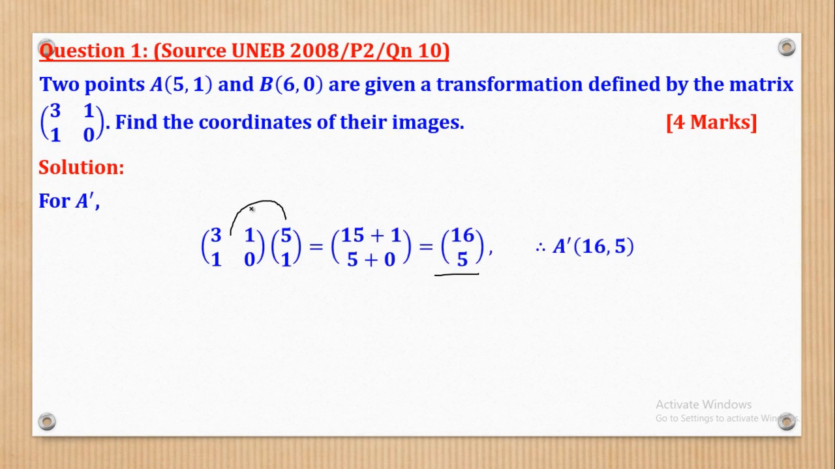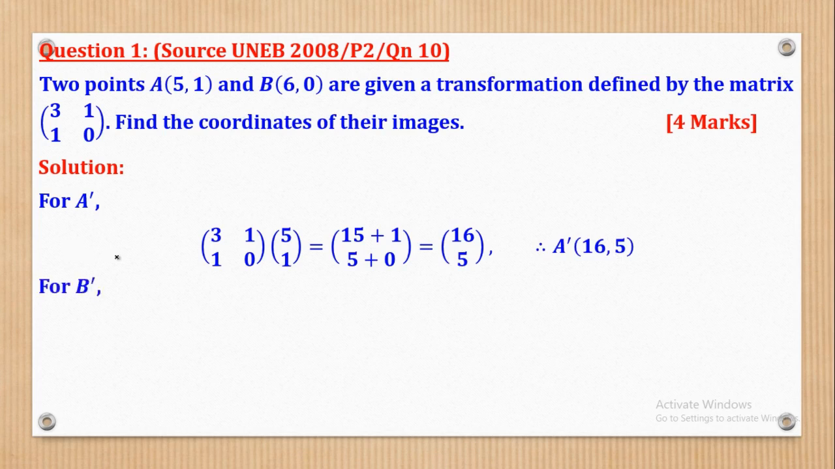So when I multiply, remember you multiply row by column. So this row by column, meaning that 3 times 5 gives you 15, and 1 times 1 gives you 1. Then here also row by column, 1 times 5 gives you 5, and 0 times 1 gives you 0. So in the end you shall come up with this column matrix and write it in coordinate form. So you have to say that the image of A is (6, 5).